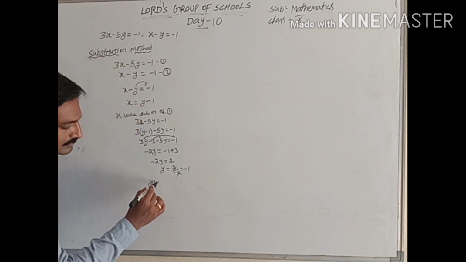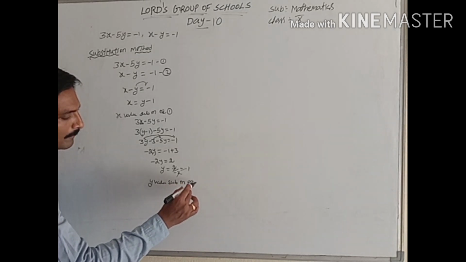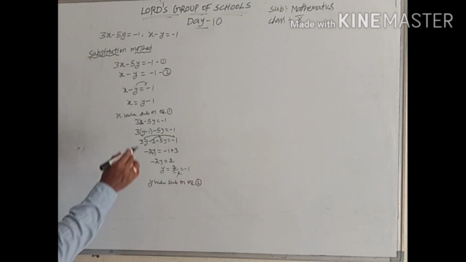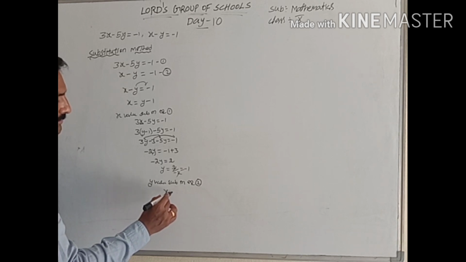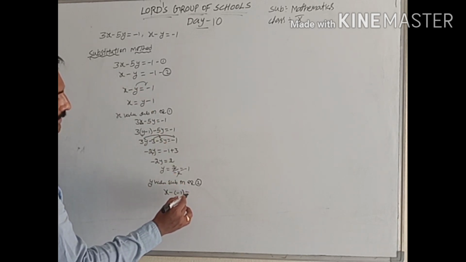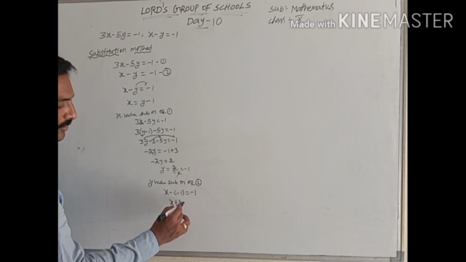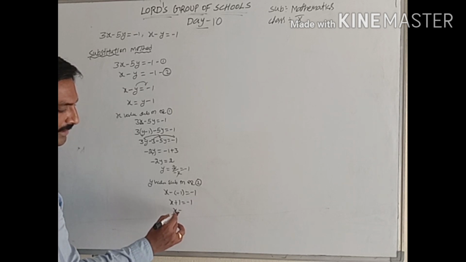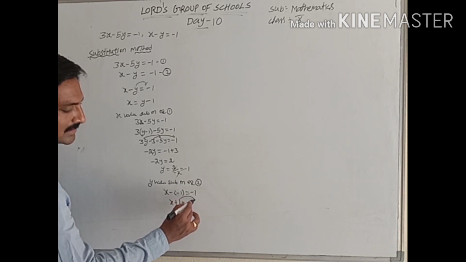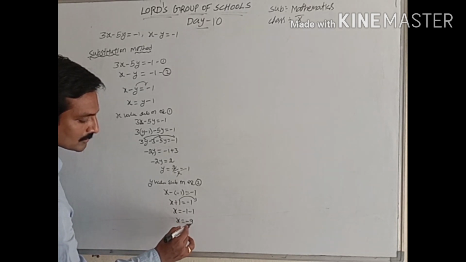Now this y value you have to substitute in equation 1 or 2, your wish. Substituting in equation 2: x minus (y is minus 1) is equal to minus 1. x minus into minus is plus 1, is equal to minus 1. x is equal to minus 1. Plus 1 transfers to this side as minus 1, so x is equal to minus 2.